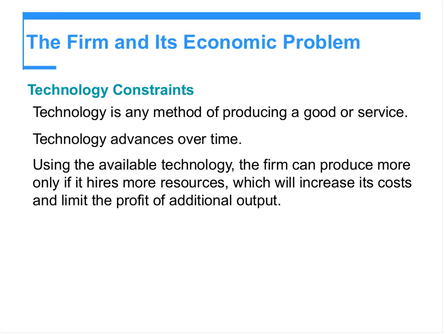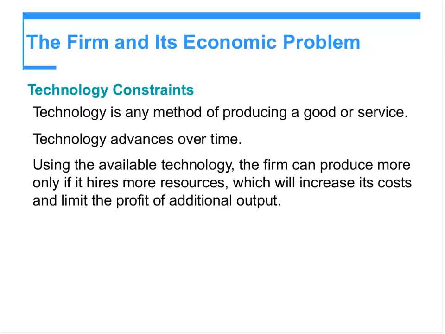Let's talk about the technology constraint. Technology is any method of producing goods or services. How you make your production system or your services going, the way that you're doing it, the method that you're using, that will be the technology you're using. Technology advances over time. You cannot stick to one type of technology for a long time thinking that it is going to work, or you will definitely be out of the market. Using the available technology, the firm can produce more only if it hires more resources, which will increase its cost and limit the profit of additional output.